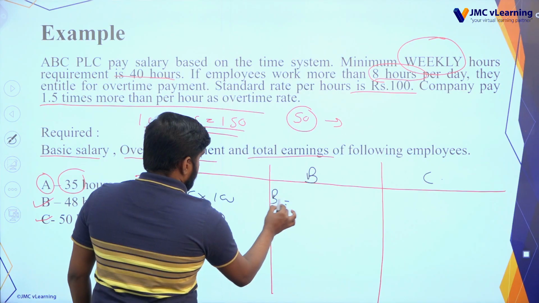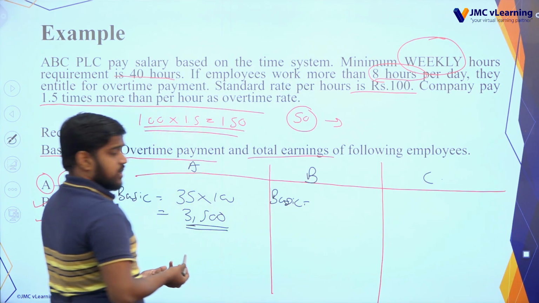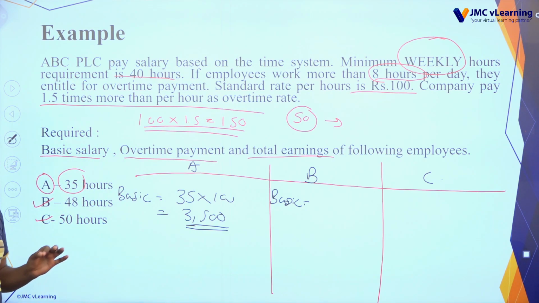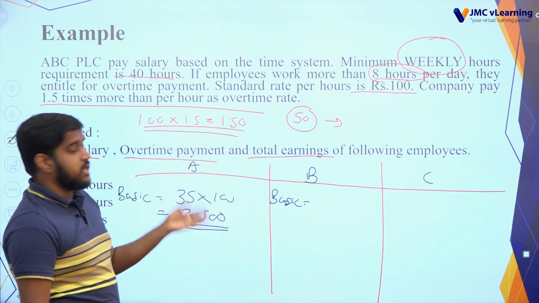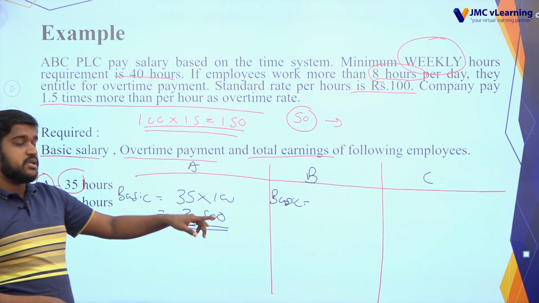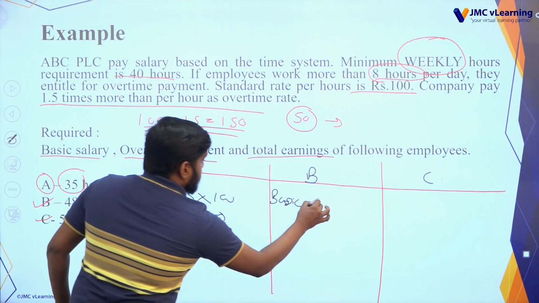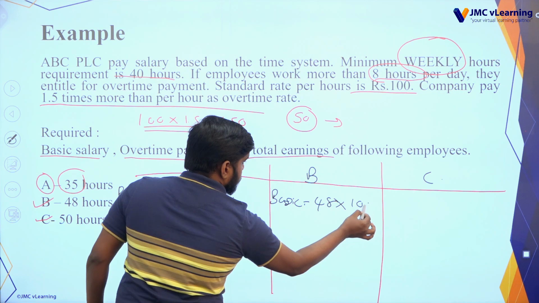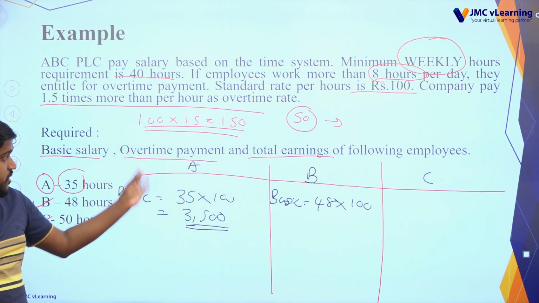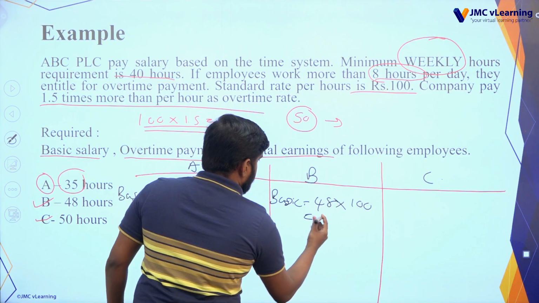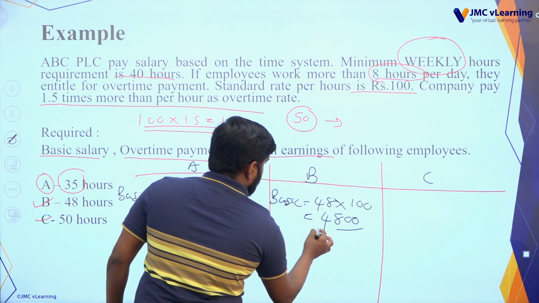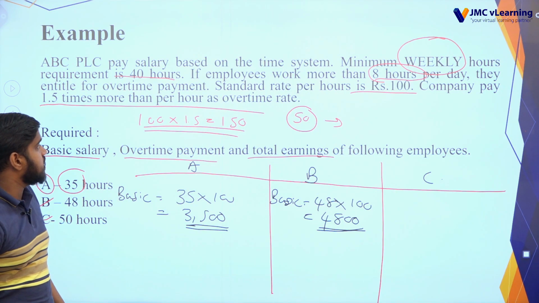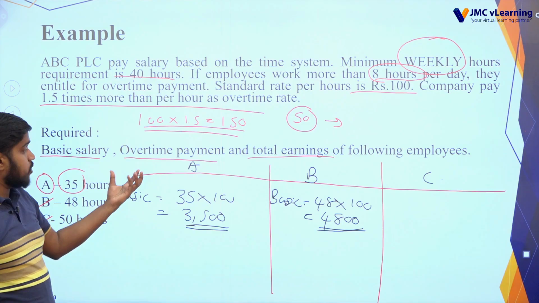Then how can we get basic salary? Same thing, total work hours, we need to multiply it by the per hour rate. Then total work hour is 48. Then our per hour rate is how much? Per hour rate is 100. Then 48 multiplied by 100, then we can get our basic salary as 4,800.